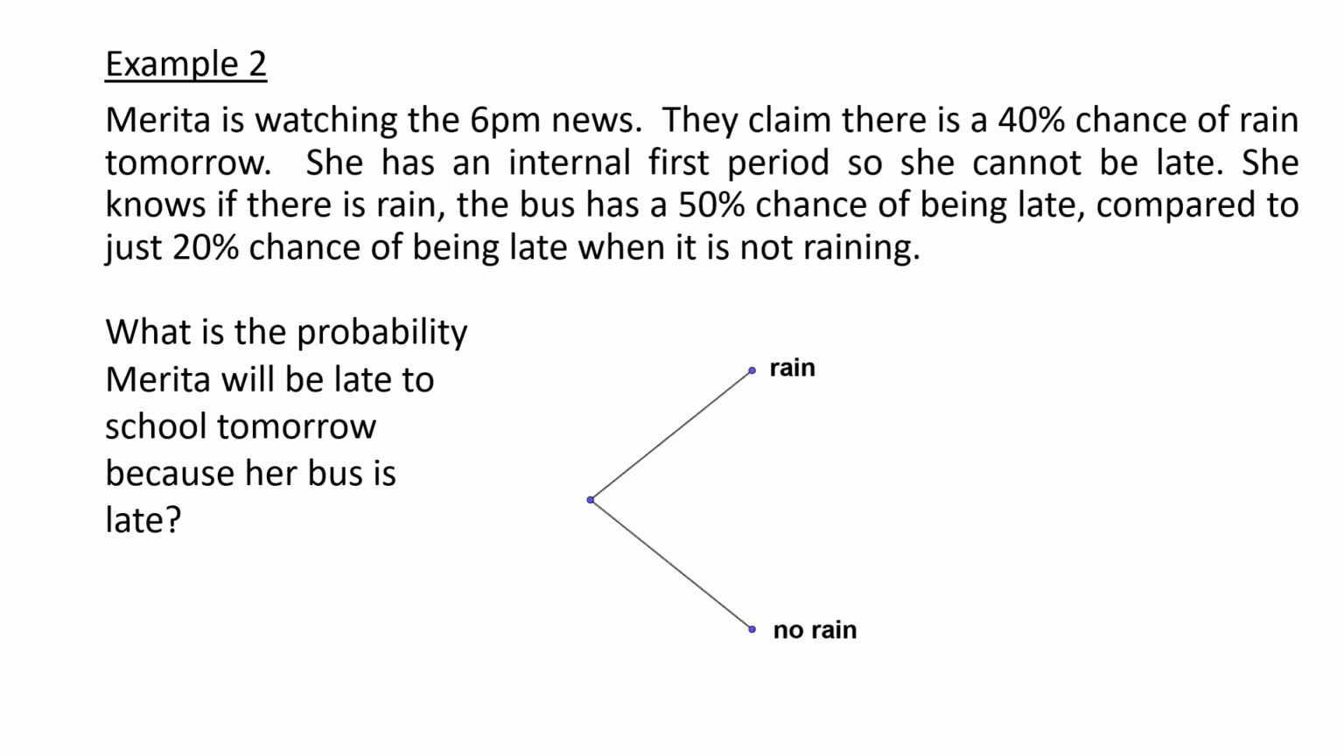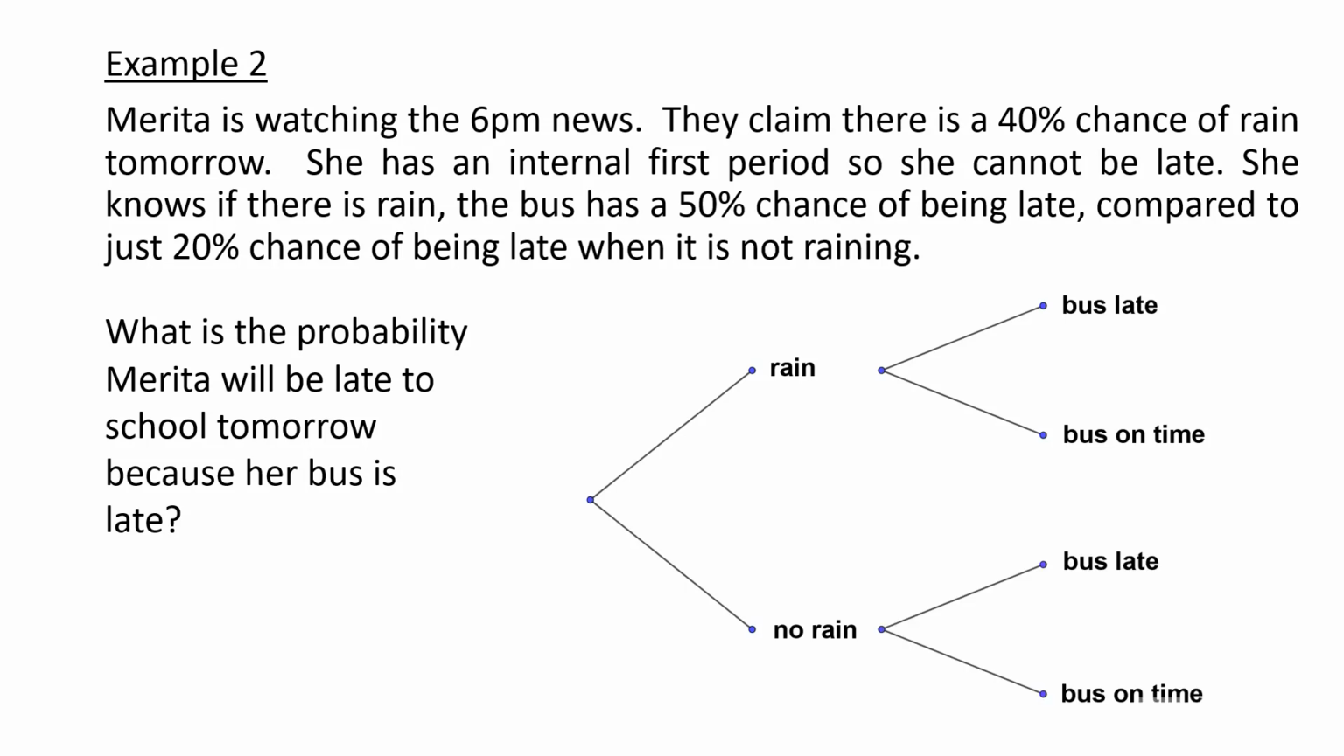Right, let's start off with the first branch, either raining or no rain. If it's rain, the bus could be late or bus on time. If there's no rain, the bus could still be late or bus could be on time. Because there's a 40% chance of rain, we're going to put that on the branch where there's rain. We're going to put 0.4 because we don't use percentages in tree diagrams. 40% is equal to 0.4. If there's a 40% chance of rain, there's a 60% chance of no rain, so we'll put that on the other branch.